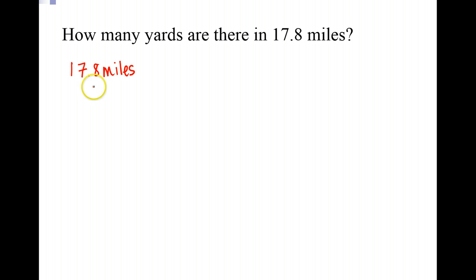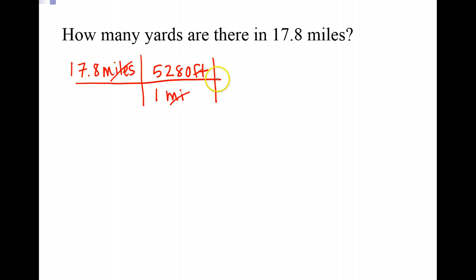Using dimensional analysis, I know that for every 1 mile, there are 5,280 feet. I've chosen to put miles on the bottom so that they will cross out. And right now, if I stopped and multiplied 17.8 by 5,280, I would have the number of feet in my given measurement. However, it doesn't ask for feet, it asks for yards, so I'm going to continue on.